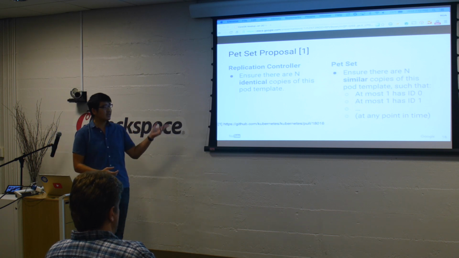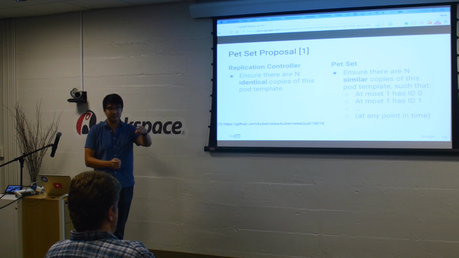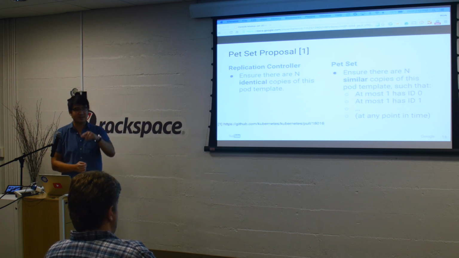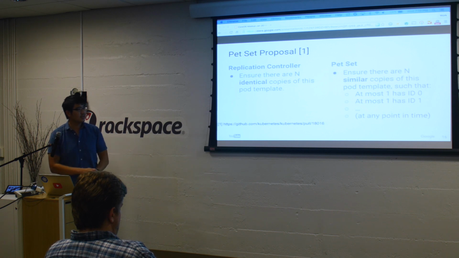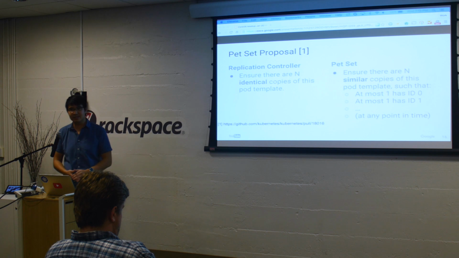That's because the replication controller will only give you n exactly identical copies of a particular pod. So there's no way to tell it, I want this pod to use that volume claim, I want this pod to use that volume claim. There's a new proposal that's being debated right now. You can see it's 18016 on the Kubernetes repository.